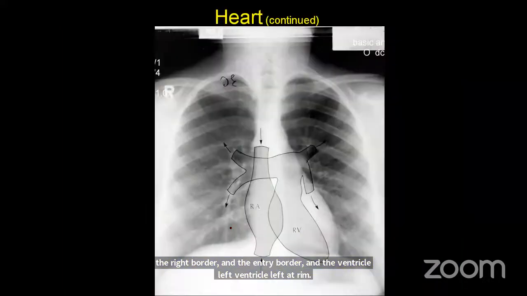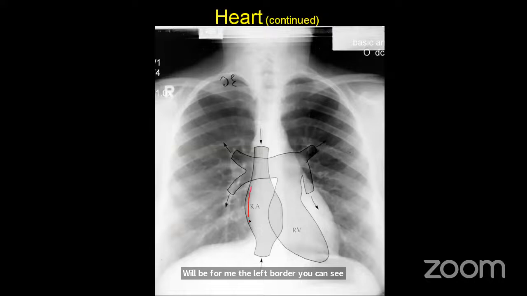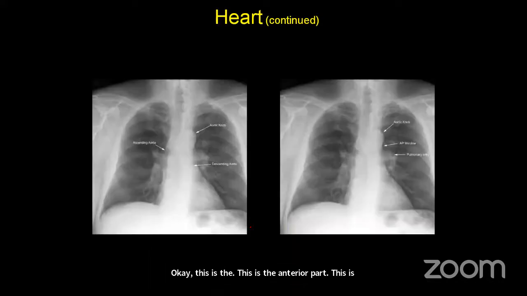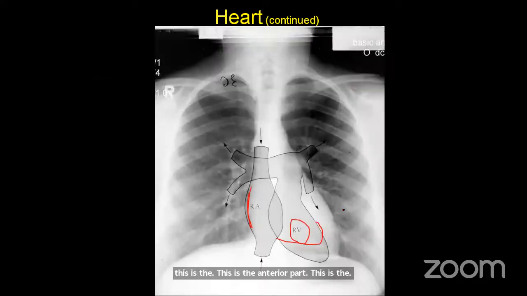You can see here. So here is the right atrium. Here is the right ventricle. Okay, this is the anterior part. This is the right border. Okay, and here we'll have the left ventricle and atrium, and posterior will be the left ventricle.